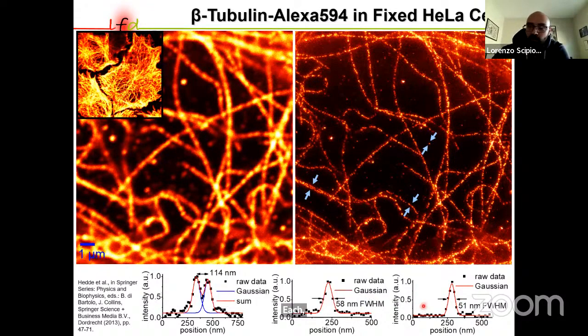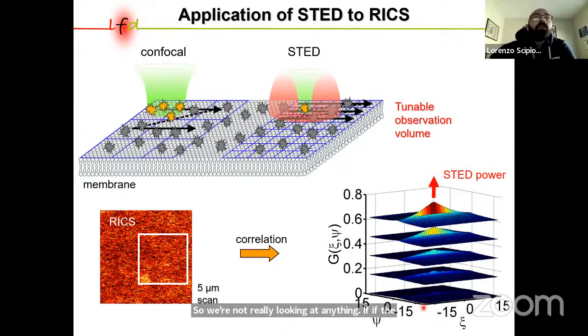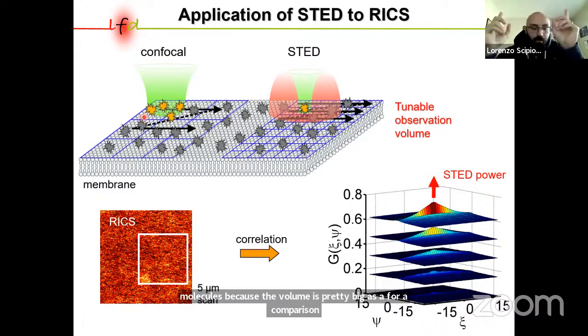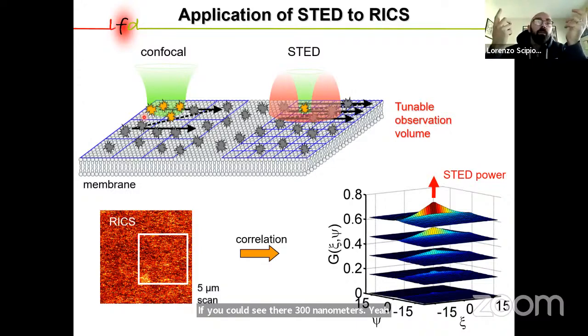Now, what does resolution have to do with looking at diffusing things, right? This is counterintuitive. We're not really looking at anything if the molecules go around, right? However, if you see here, in comparison with the confocal, with your confocal volume, you are exciting a lot of molecules because the volume is pretty big. For a comparison, if you consider 300 nanometers diameter, let's say, but the molecules are only nanometers, so you are exciting a lot of molecules.